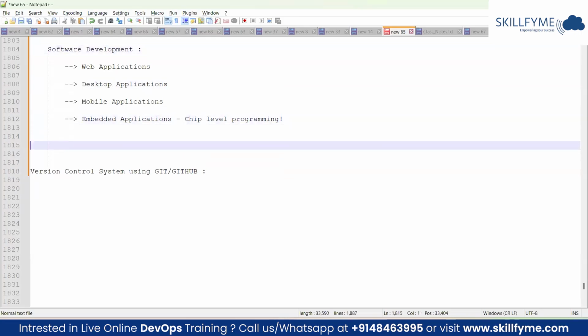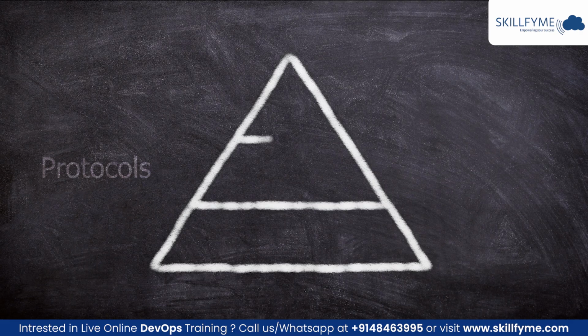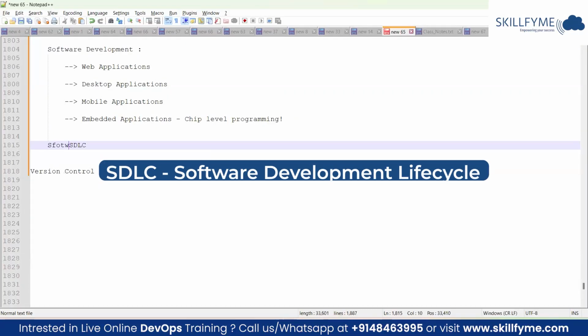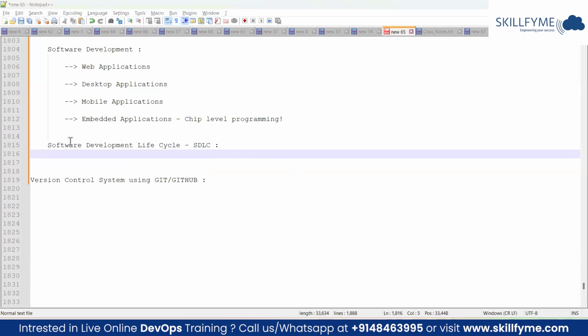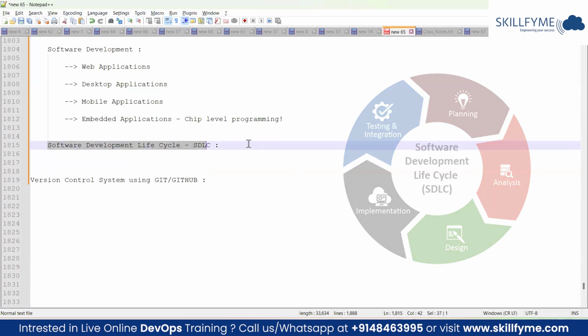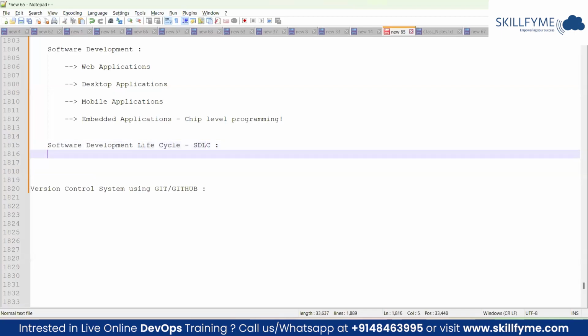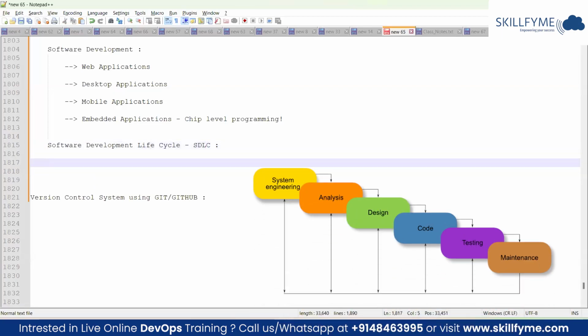So in order to perform these activities, there should be some protocol that should be followed at enterprise level. That's what we call an SDLC, that is software development lifecycle. So ultimately, software development lifecycle is a set of protocols that defines the process to develop any software. So it includes various steps or phases, we can say.